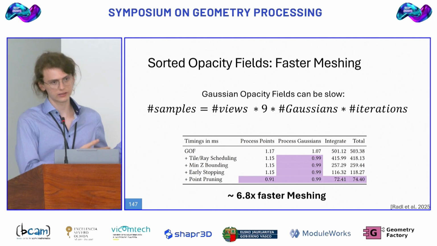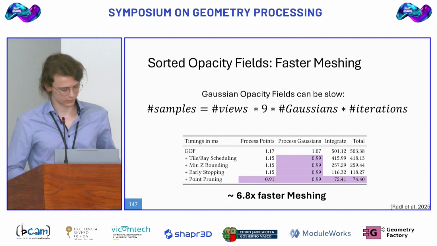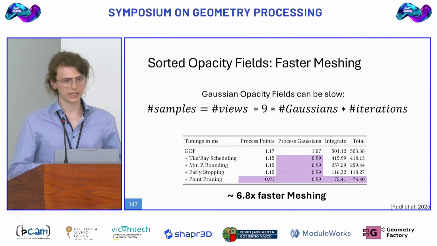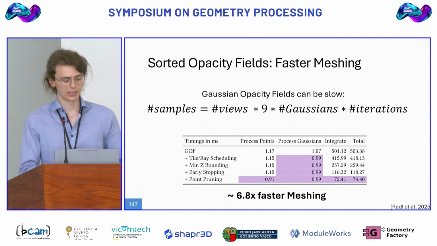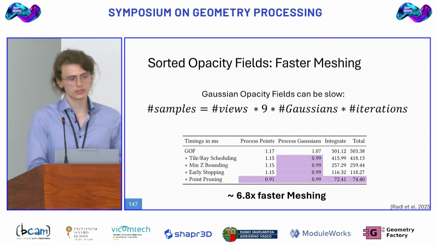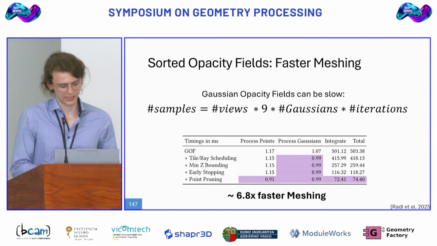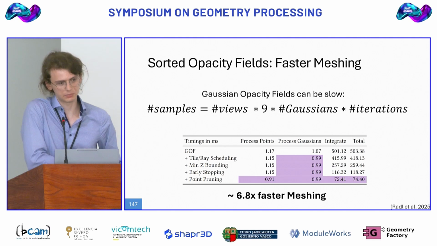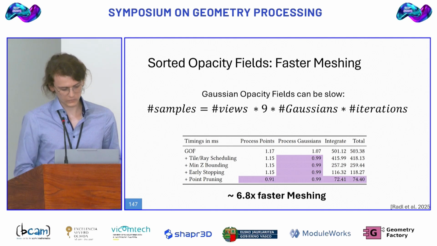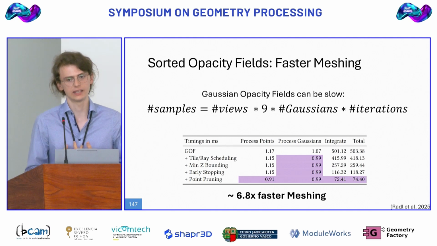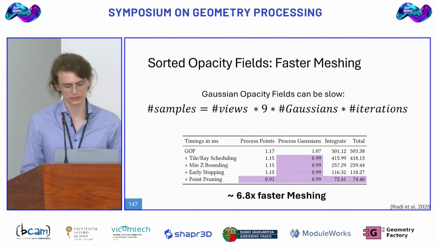So in sorted opacity field, a kind of add-on to Gaussian opacity field, we introduced some optimization to this process, like, for example, load balancing on the GPU, not considering points that will not change the surface, potentially early stopping the computation along the ray, which will lead to an increased meshing performance by a factor of around 6.8.